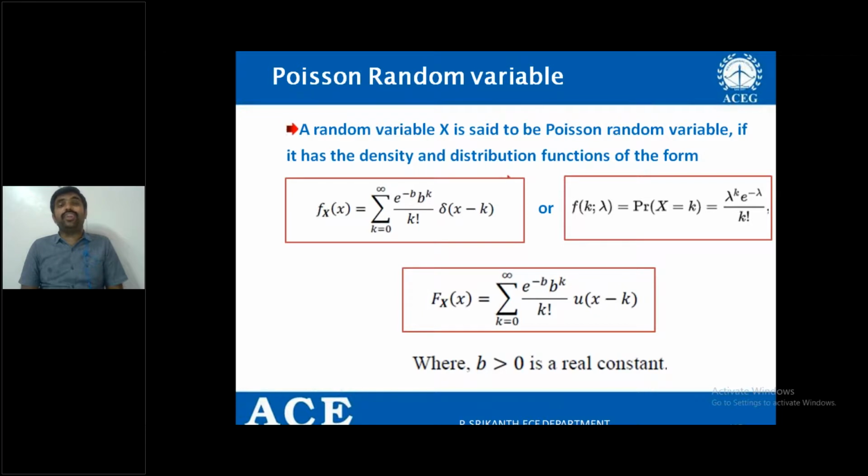A random variable X is said to be Poisson random variable if it has the density and distribution functions of the form. So what must be the density function? Poisson is also discrete, so therefore the density function will always be a series of impulses. This coefficient represents the probability values. I can write this density function as e power minus b into b power k by k factorial.